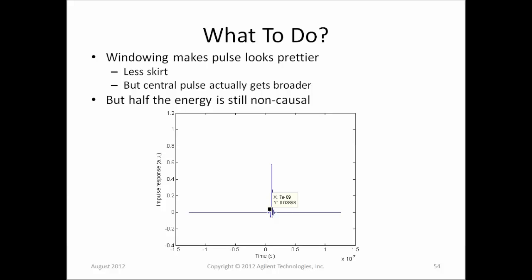So we have a problem. Band-limited data doesn't satisfy the Kramers-Kronig relationship, and it can never lead to a causal impulse response in the time domain. It's just impossible. So what can we do about it?